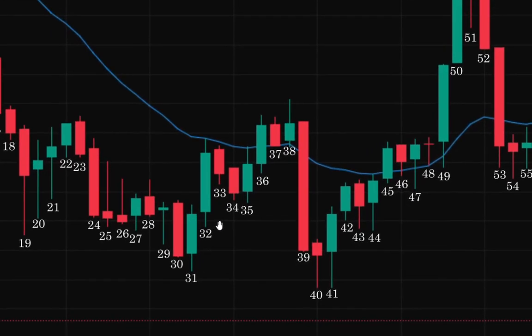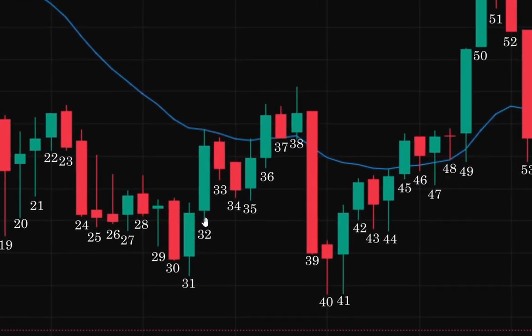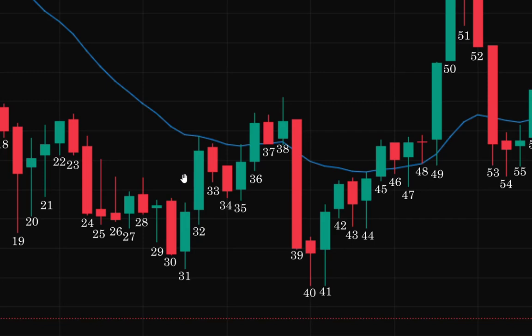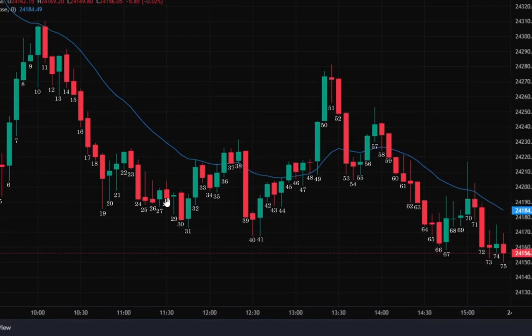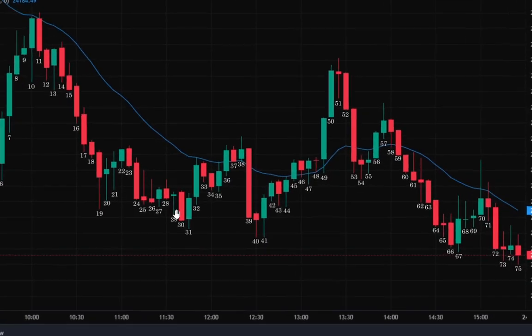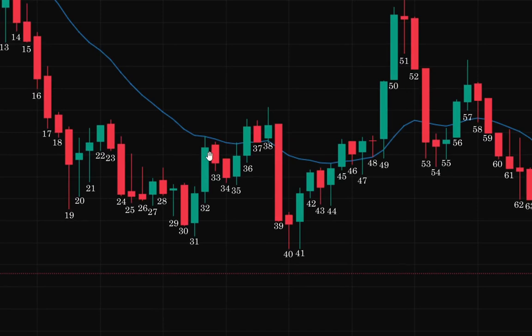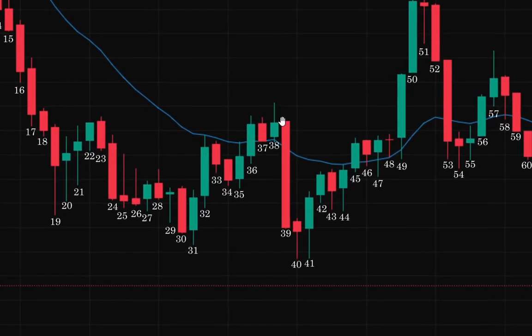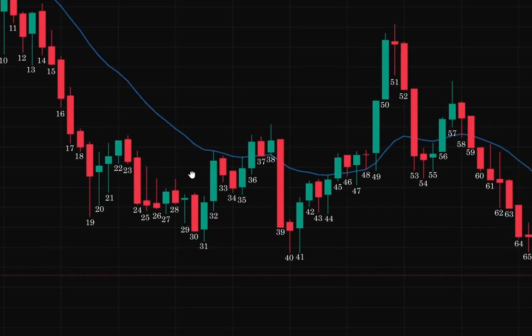And as you can see that bar 32 broke the high of bar 28, but after such a big down movement, you can see that it is difficult for us to continue on an upside, because the bears were in control for a long time.